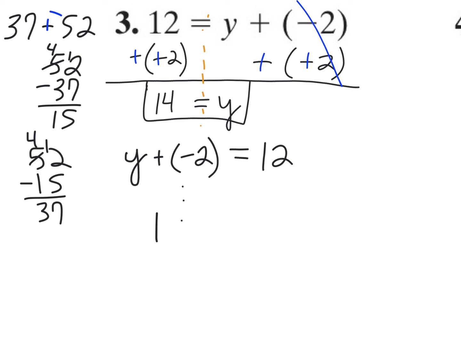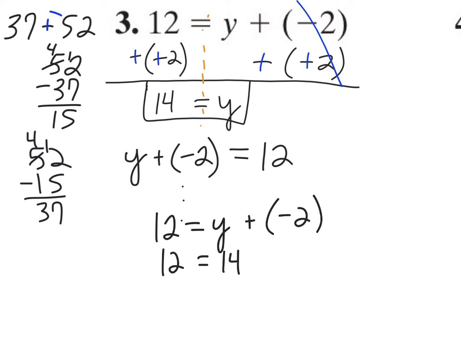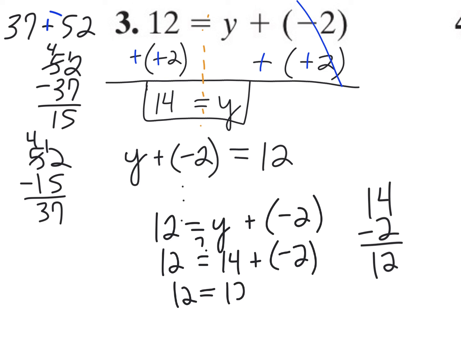Okay, so once you have solved the equation, they want us to check that. So 14 in place of the y, substitute that in. 14 plus negative 2, different signs, take the difference. And 12 equals 12, so that is the correct answer.